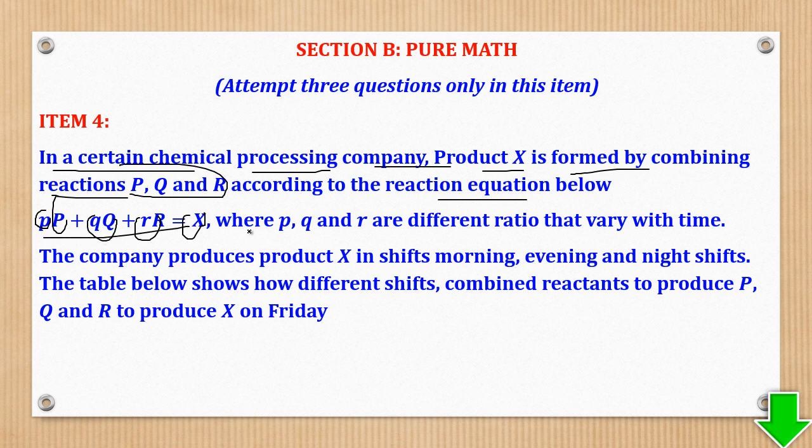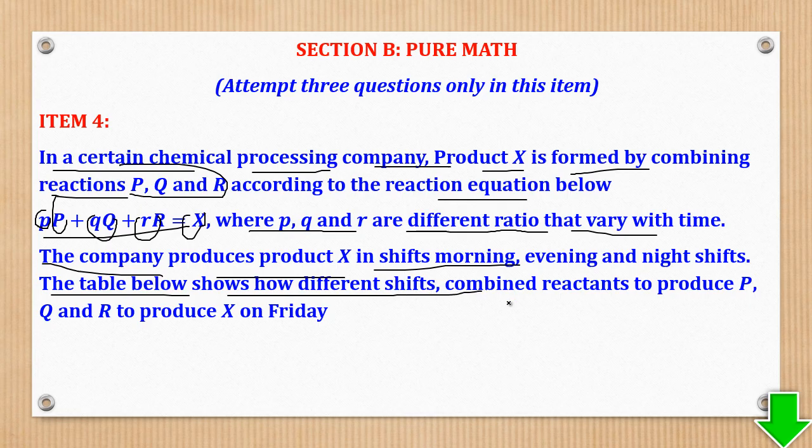That's the equation where P, Q, R are different ratios that vary with time. The company produces product X in shifts: morning, evening, and night shifts. The table below shows how different shifts combine reactants P, Q, and R to produce X on Friday.